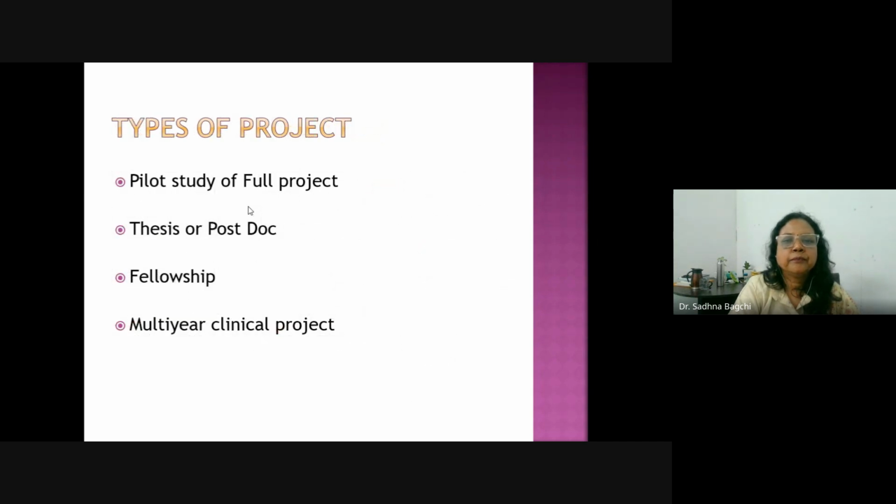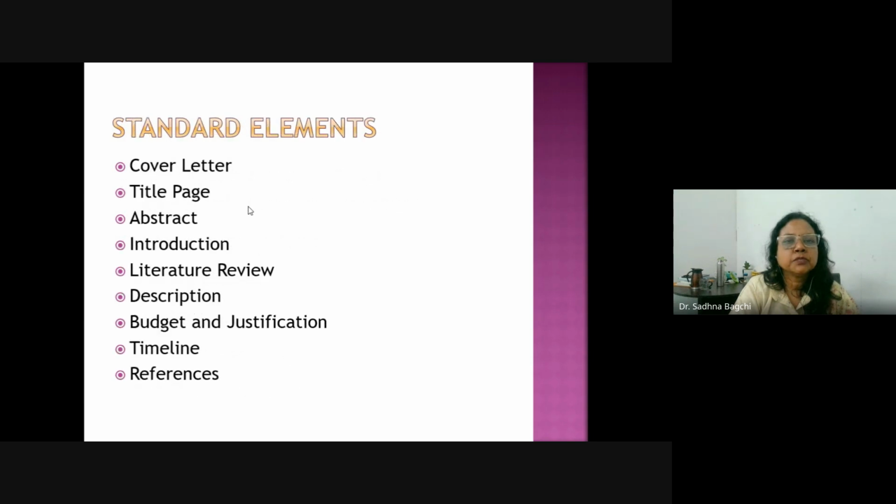This is already I have taken types of projects. Now we come to the standard. Now I'm going to cover this research proposal. What are the various parts? The cover letter. There should be a cover letter of the proposal. Then title page, then abstract, introduction, literature review, description, budget and justification, timeline. These are basically the parts of your proposed project proposal.